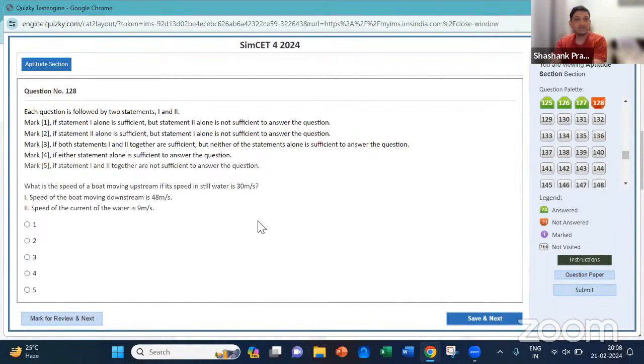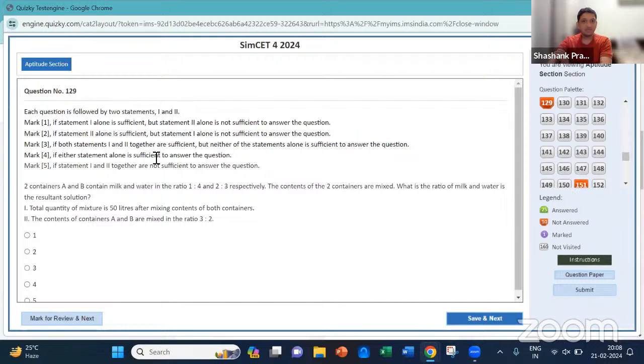Let's see. Speed of the boat moving upstream, still water is 30 meters per second. Downstream is 40. So the answer will come from that. Speed of the current of water is 9 meters. The answer will come from that also. So I think either should be fine. Moving upstream, right? Yes, so it will come from this, from both. Yeah, I think either is fine. So either is option 4.